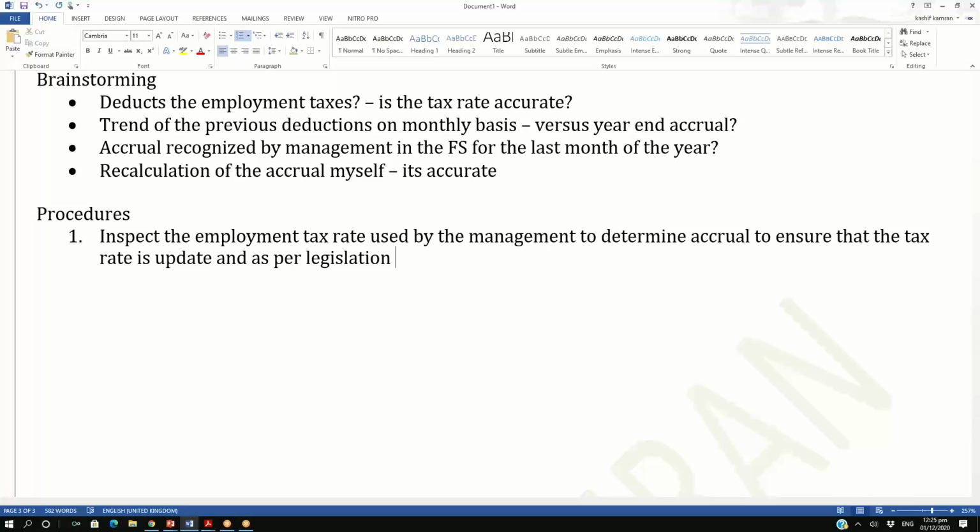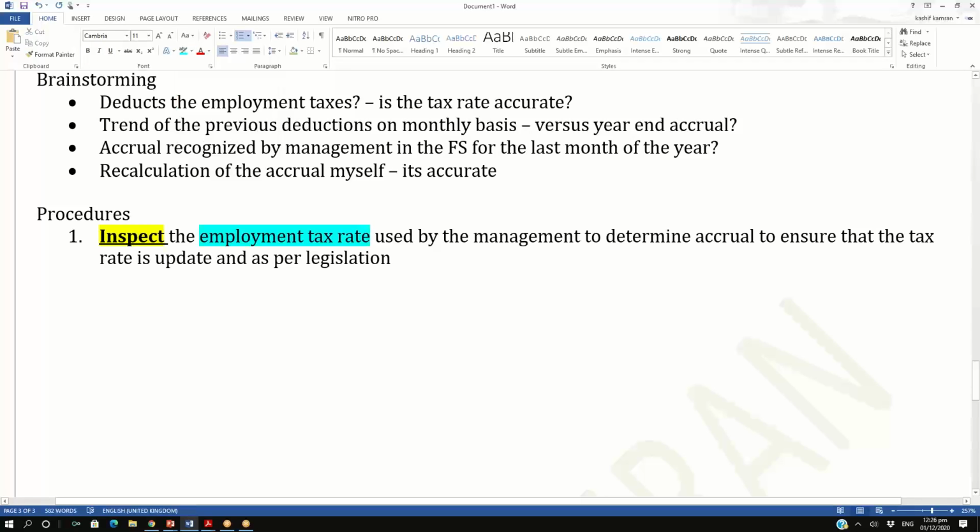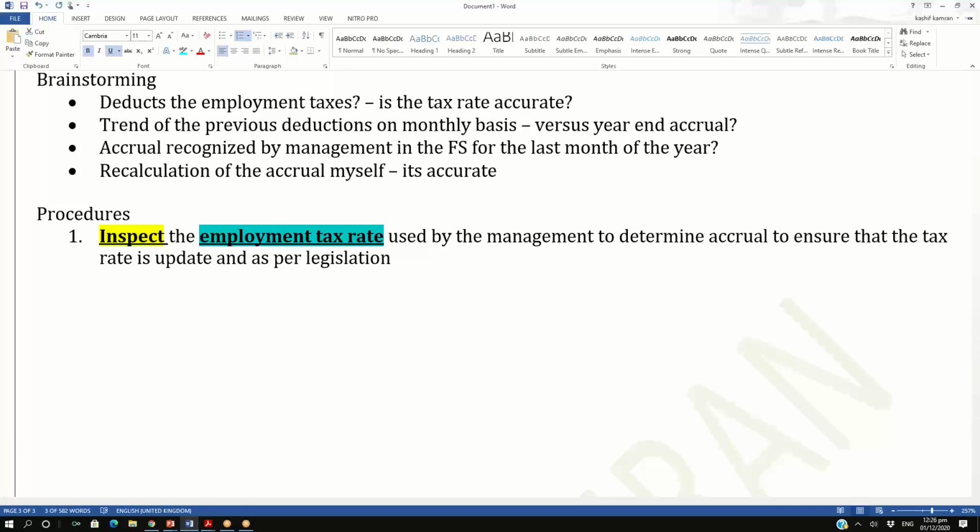There is no non-compliance with the tax laws. So inspect is my action. Inspect what? What am I inspecting? Employment tax rate. So the employment tax rate becomes my source. Why am I inspecting the tax rate? To ensure. So the moment I write to ensure, that becomes my purpose. Three different colors, right? The yellow is the action, the blue is the source, the green is the purpose. Three things in my procedure, and I'll get my full 1 mark.